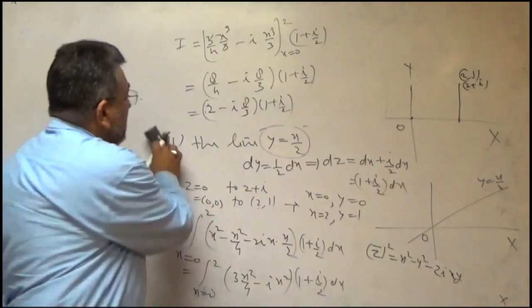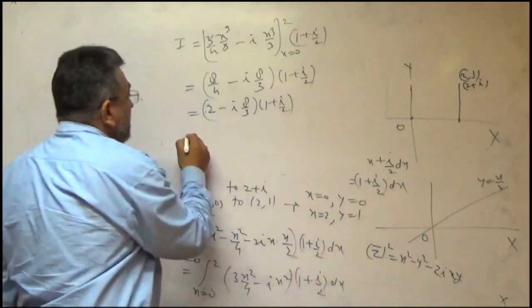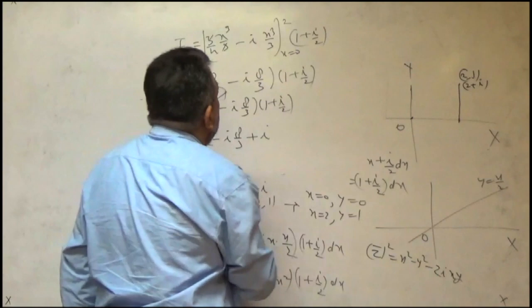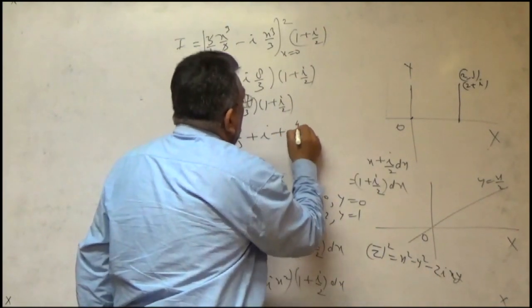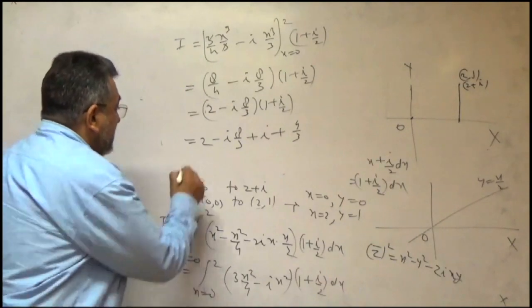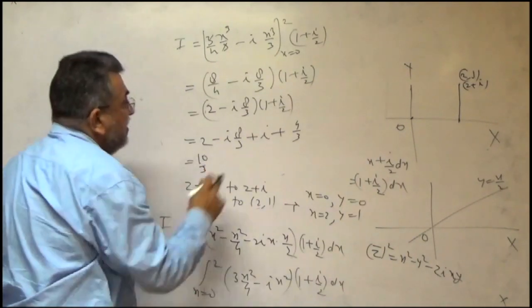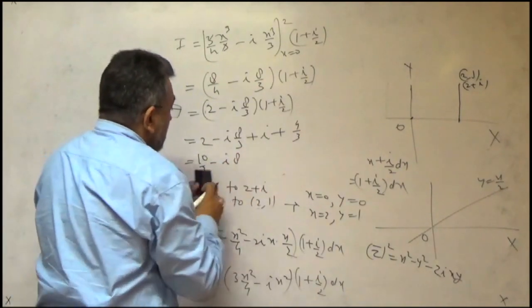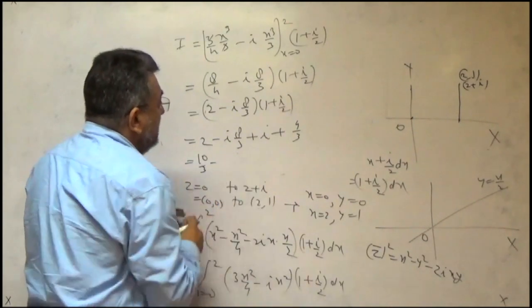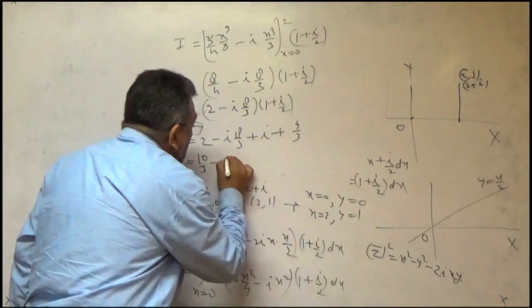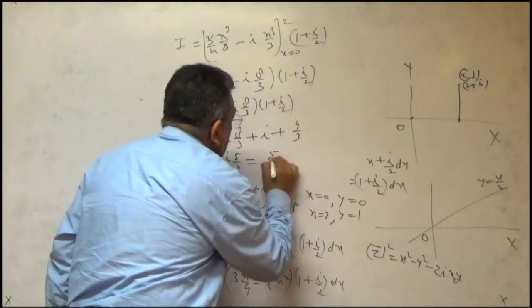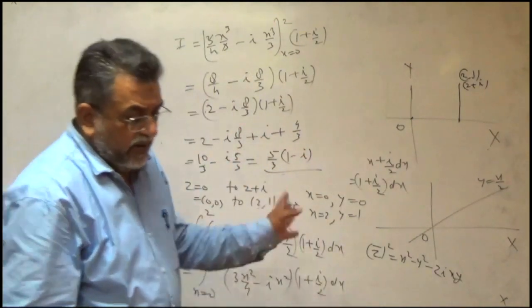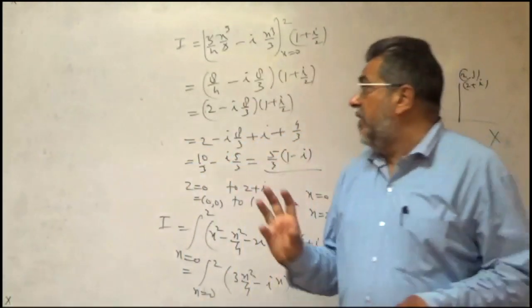Now multiplying these, open this complex multiplication, that is simply 2 minus i 8 by 3 plus i minus plus 4 by 3, that is 10 by 3, and minus i 8 by 3, and this, if we take common, this is minus i times 5 by 3. If we take 5 by 3 as common, then we get 1 minus i. This is your answer of the second part of the question.